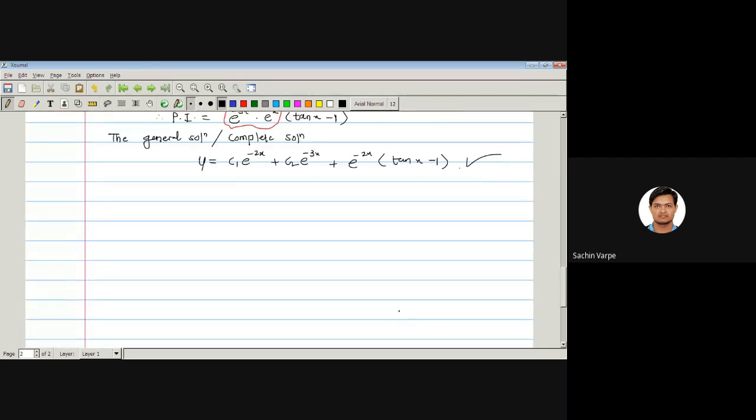Is it okay? Shall we have one more? Yes, sir. Write down. Solve D square minus 1 times y equals e to the power minus x sine of e to the power minus x plus cos of e to the power minus x.